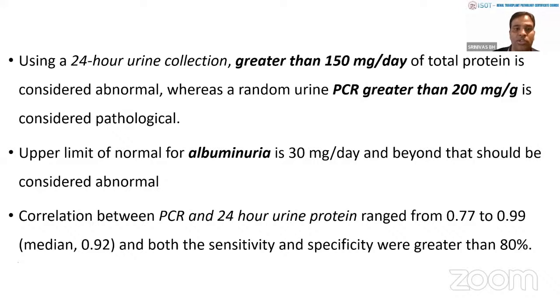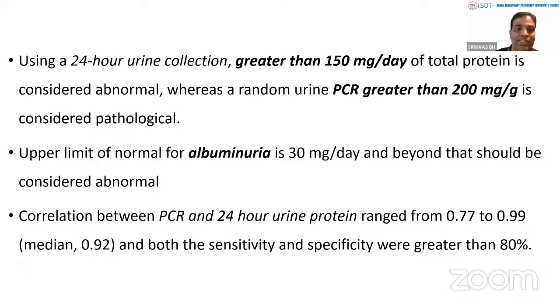That is for the 24-hour urine protein collection. But for the random urine PCR, greater than 200 milligrams is considered pathological. Once we measure this much proteinuria, we can consider it pathological, and we need to evaluate the underlying cause for this post-transplant proteinuria. But if we measure only the albuminuria, more than 30 milligrams per day should be considered abnormal. As we learned during our MD course, up to 29 milligrams is normal, 30 to 300 milligrams is considered microalbuminuria, and more than that is macroalbuminuria.